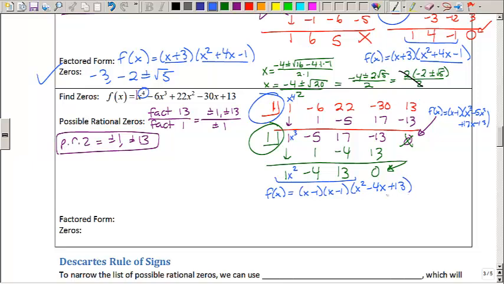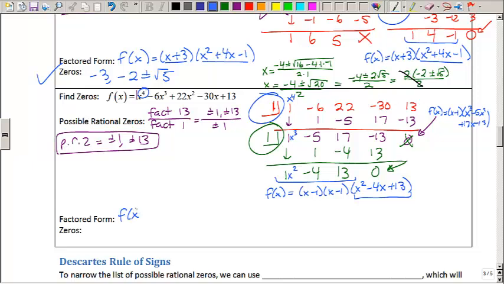Did you get this down to a quadratic? Yes, you did. Now that I have a quadratic, I'm going to just factor if I can. If I can't factor, then I'll have to use quadratic formula. Can you factor x squared minus 4x plus 13? What a bummer, you can't.